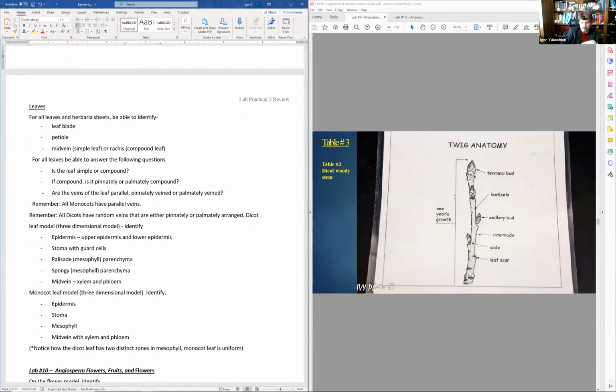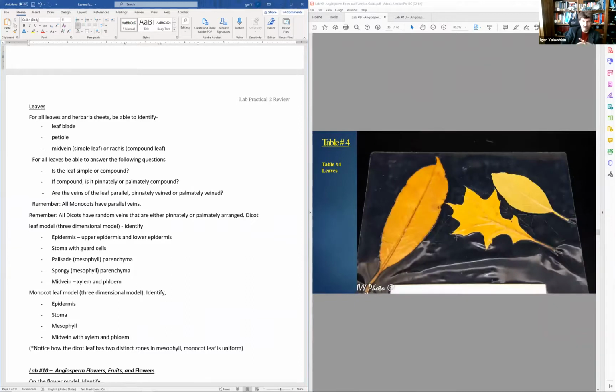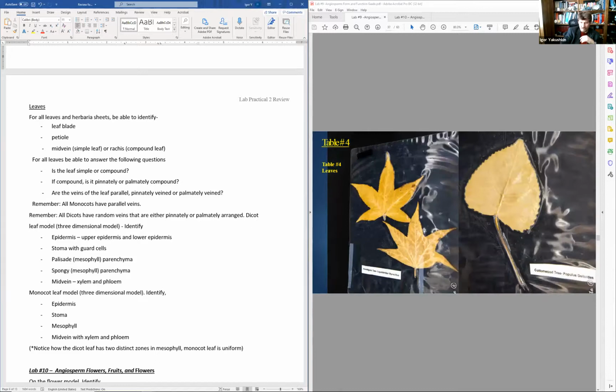Leaves, again, simple versus compound. If it's compound, is it pinnately or palmately compound? You need to know that, right? And the venation. Make sure you all understand the venation. Venation and the leaf arrangement are different.